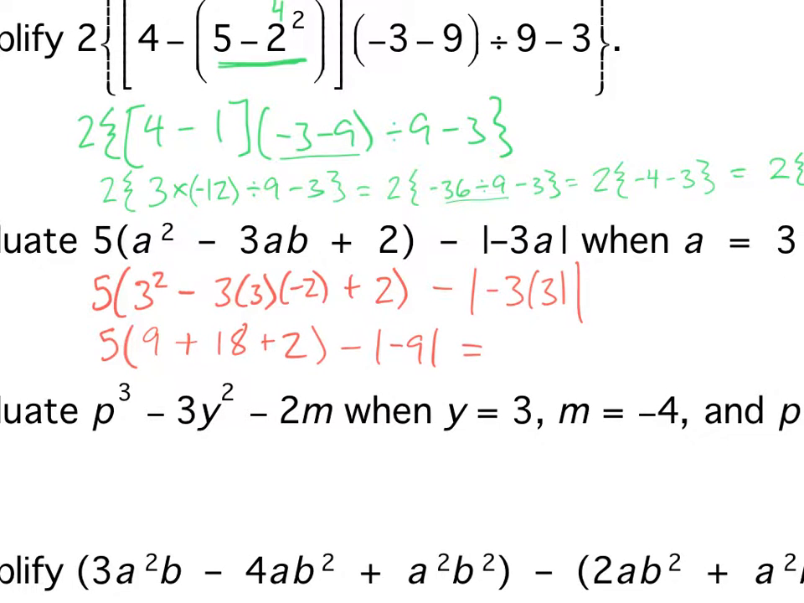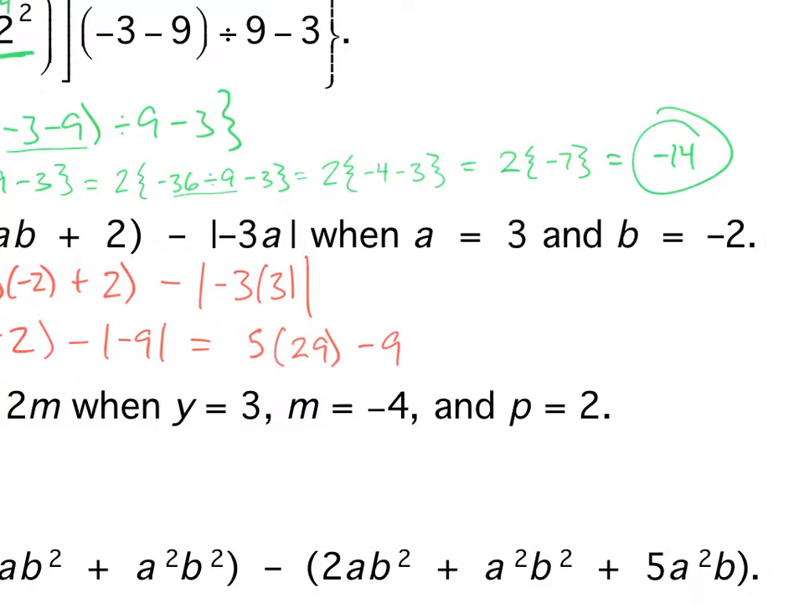Okay, then I can finish simplifying inside the parentheses and absolute value. In the first parentheses, 9 plus 18 plus 2 make 29. And then the absolute value of negative 9 is a positive 9. I still have the minus sign that was in front of the absolute value. That's why that's there. All right, 5 times 29 is 145, minus 9, because we should do the multiplication before we do the subtraction. And then 145 minus 9 is 136.